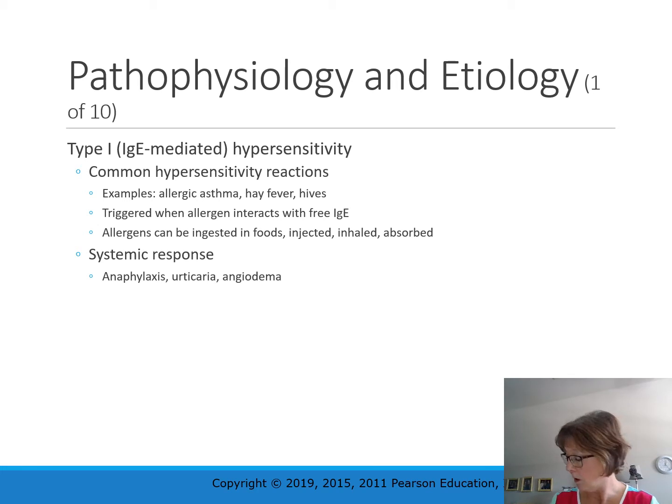And then type 4 are delayed reactions. And so you may see this with a fever, erythema, redness to the skin, or itching. Contact dermatitis, a reaction to a TB skin test, or a graft host disease. So please make sure you review table 8-5 on page 511.